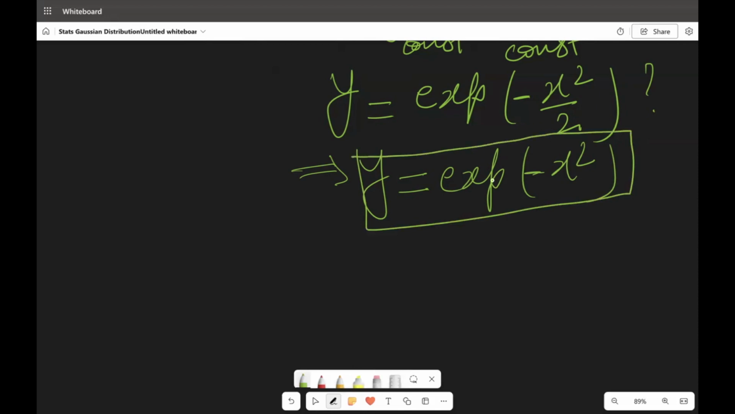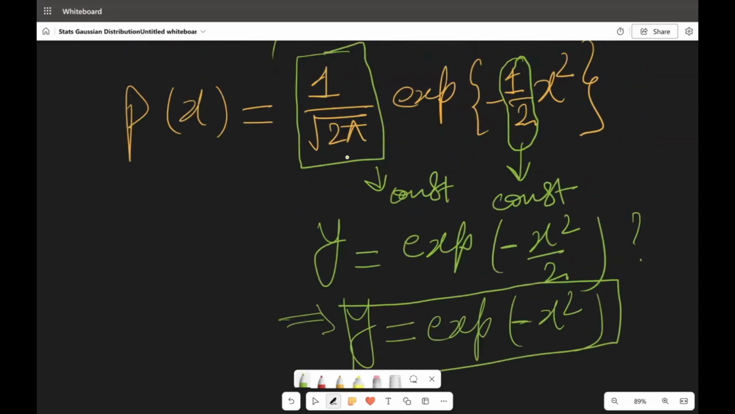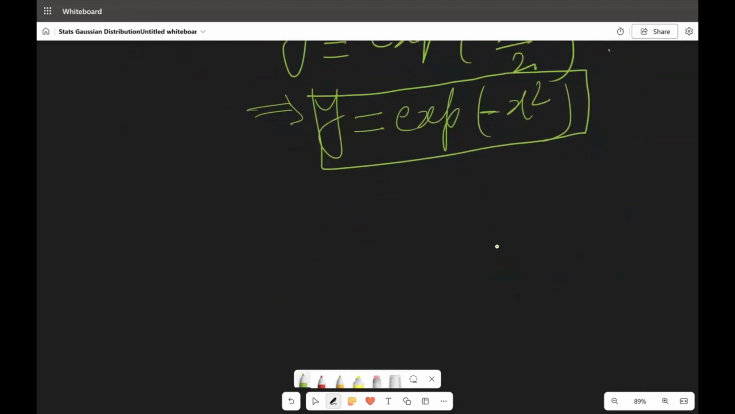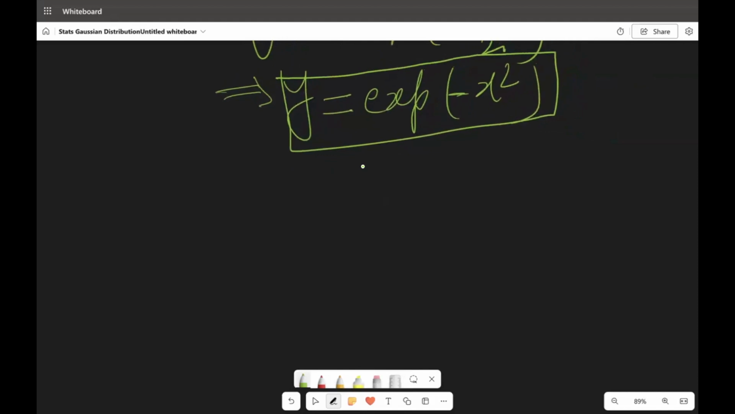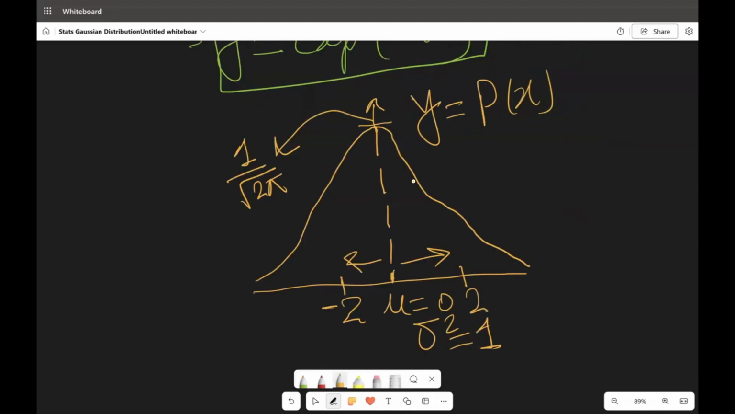I have removed the constants, both this constant and this constant. Fine. Now let's plot this curve. Let me explain what it is. So your mu, of course, is 0. This is my 0.